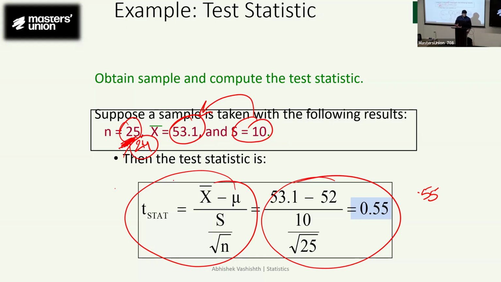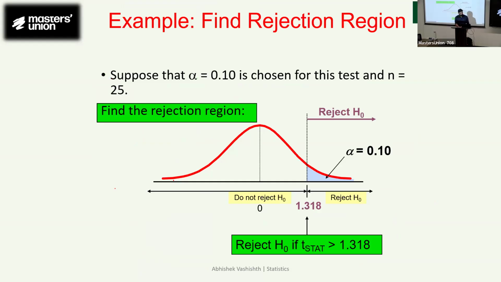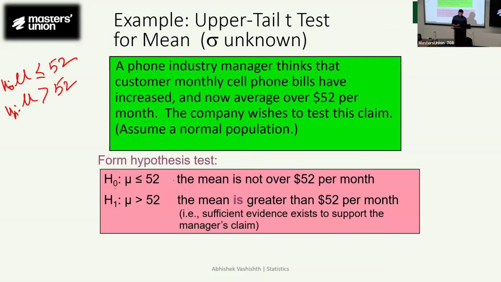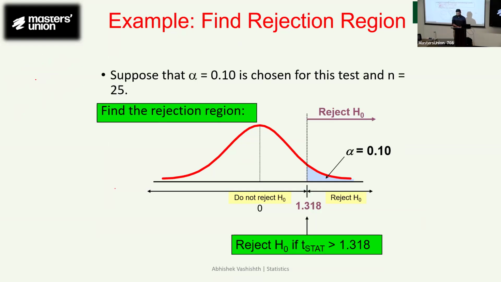If you are given the alpha value, in this case the alpha value is different. See, it is not 95%, it is 90%. And because it is an upper tail test, you will have a rejection region only on the higher side. At 90%, you can find out this critical value. Let us look at the T table. What are we looking at? Degrees of freedom 24, and alpha value is 0.10.